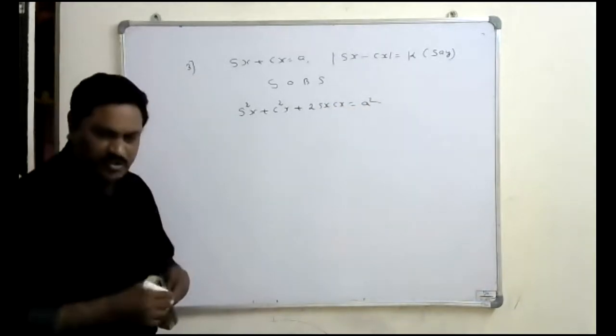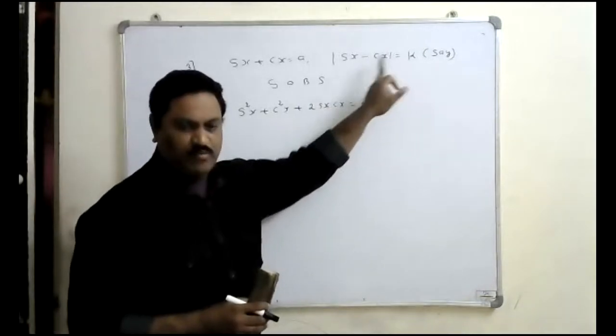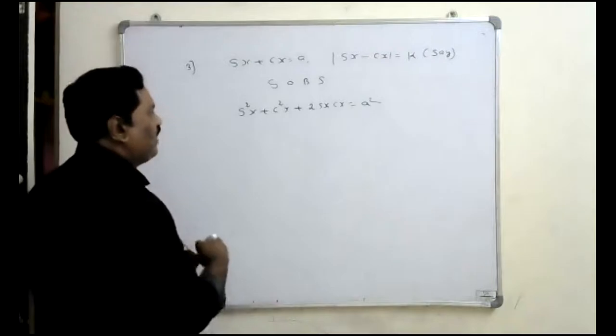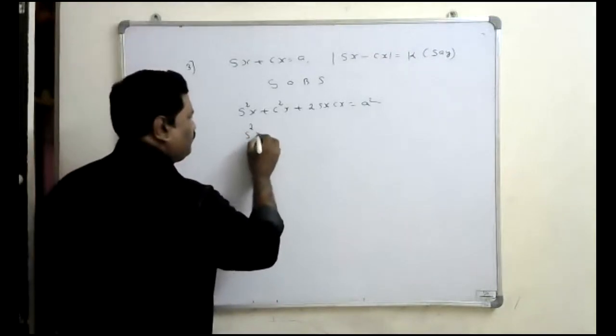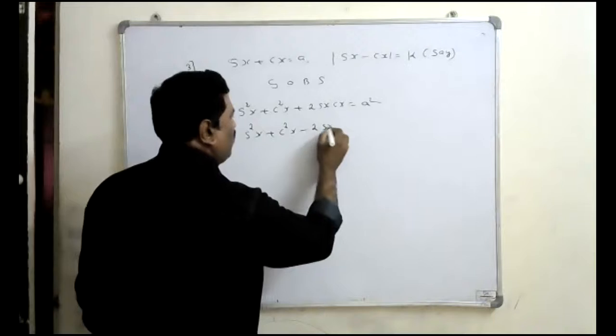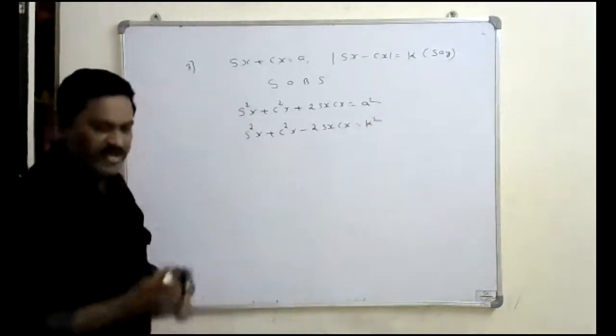It is a plus b whole square form. Similarly, I will square this also on both the sides. If I square it on both the sides, I get sin x minus cos x whole square, and if you expand that, sin square x plus cos square x minus 2 sin x cos x is equal to k square. This is what we are getting.